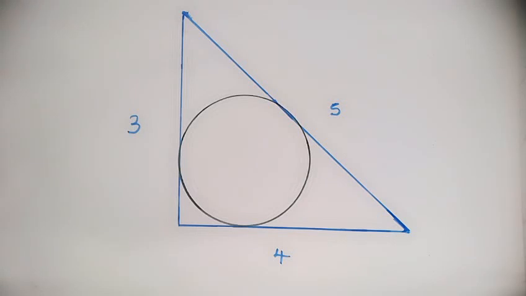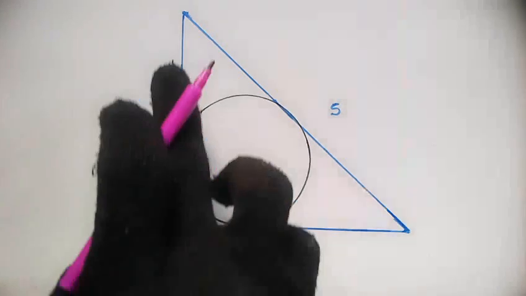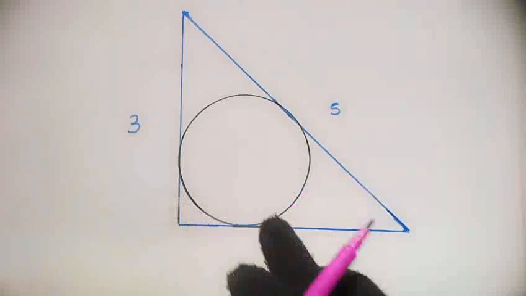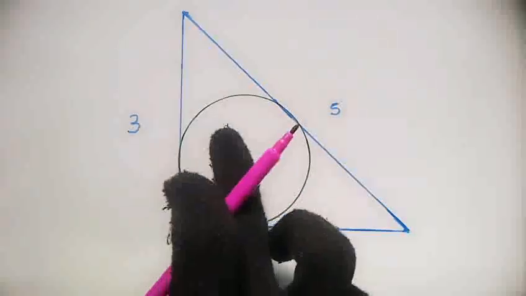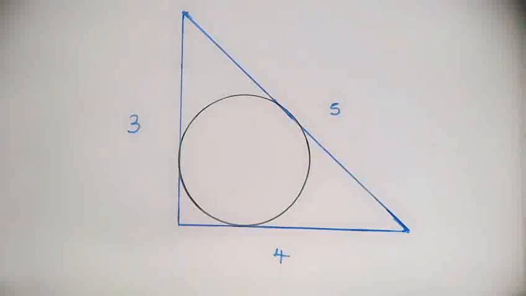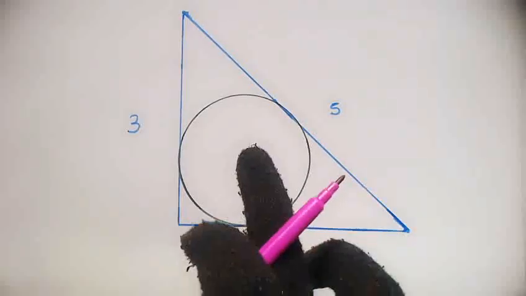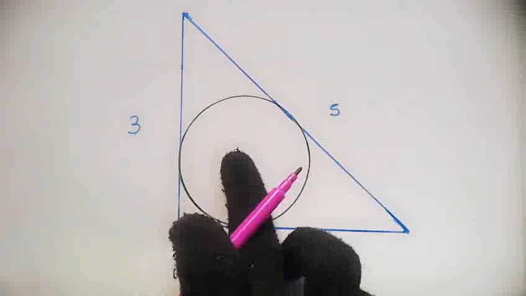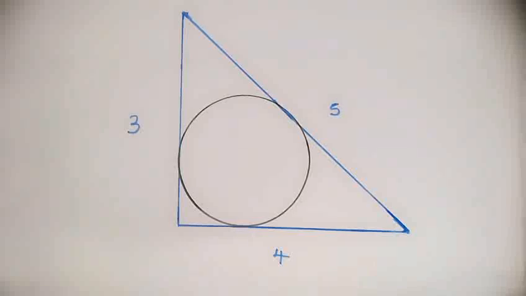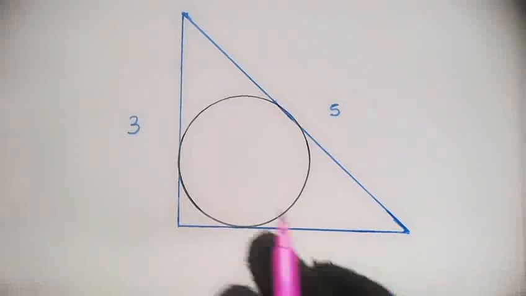Today we have the following problem. We have this right angle triangle with the inscribed circle, and we are asked to find the area of this circle here. Now we need to get the radius of this circle before we'll be able to find the area, according to my own solving.